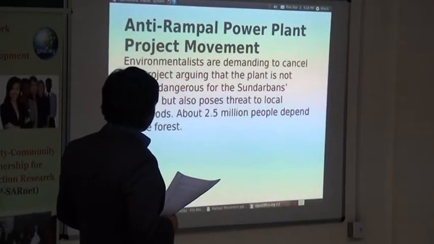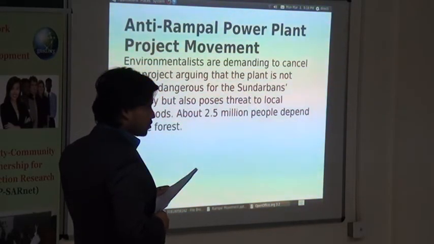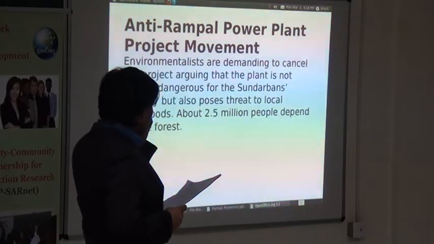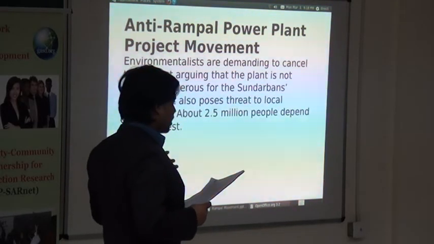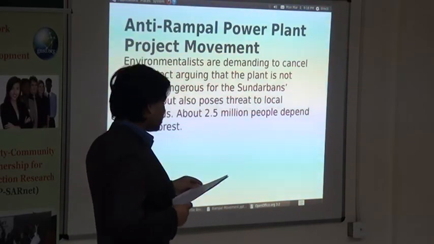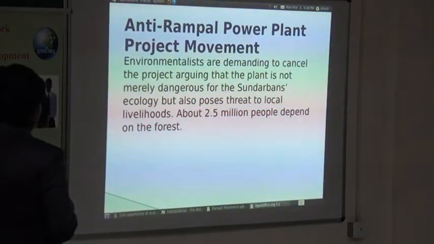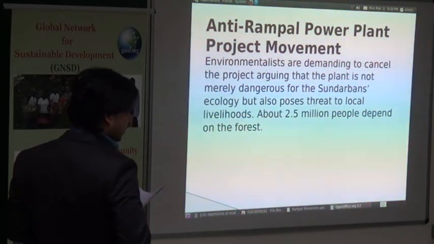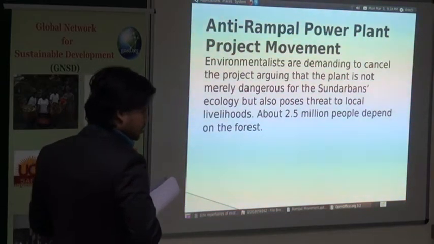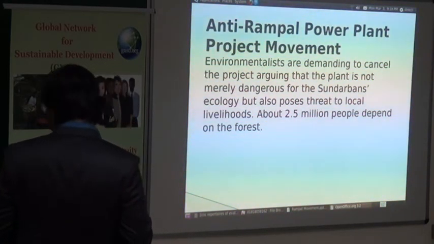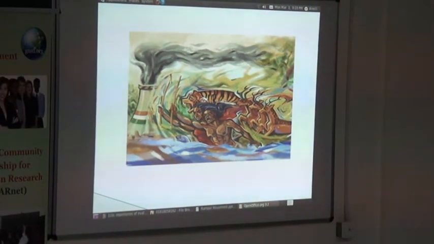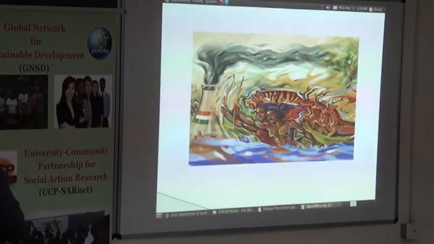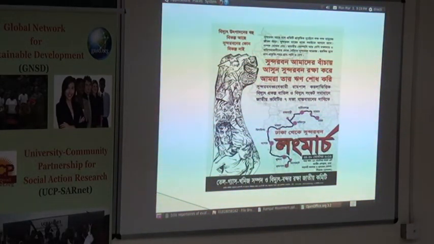Environmentalists are demanding to cancel the project, arguing that the plan is not merely dangerous for the Sundarbans ecology, but also poses a threat to local livelihoods, because about 2.5 million people depend on the forest. They earn their livelihoods from cutting wood, fishing, and collecting honey from this forest. The environmentalists are saying that if the plan goes ahead, the forest will be destroyed. This is an image which was made by the protesters, and this is a protesters' leaflet.